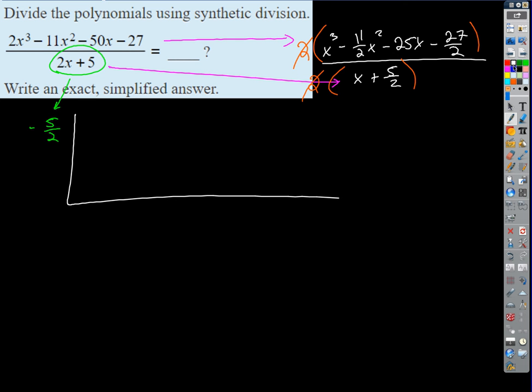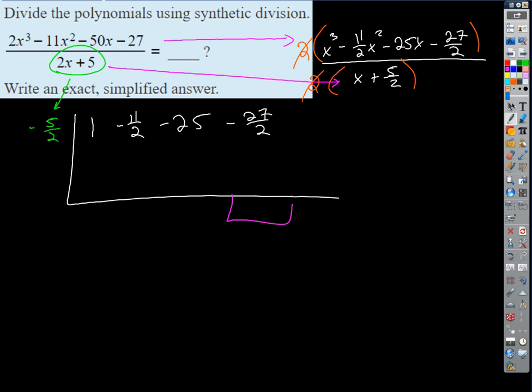On the top, all I've gotta do is as I'm taking these coefficients and adding them to the top row, I'm just dividing them all by 2, aren't I? Right? So we end up with 2 divided by 2 is 1, negative 11 divided by 2 is negative 11 halves, negative 50 divided by 2 is negative 25, and negative 27 divided by 2 is negative 27 halves. And there we go, right? Make sense?